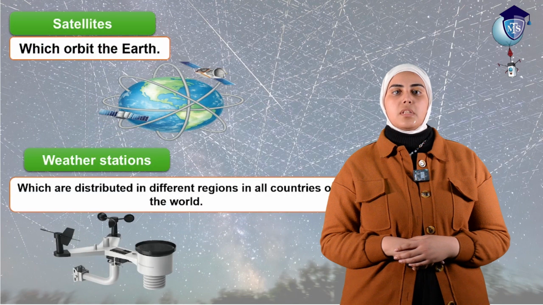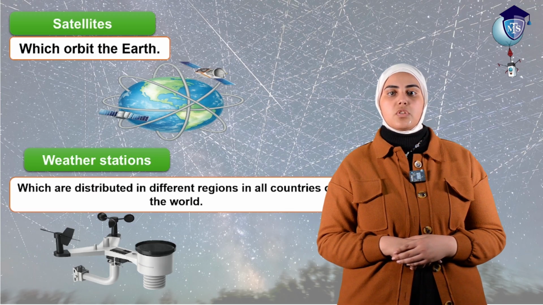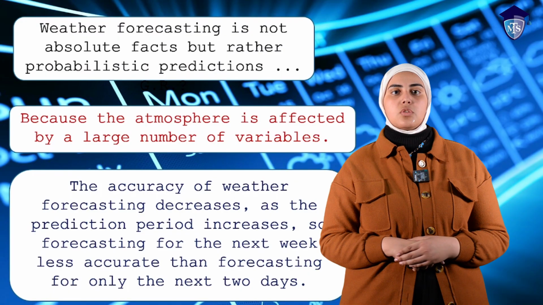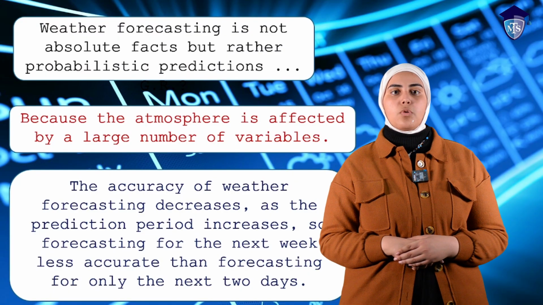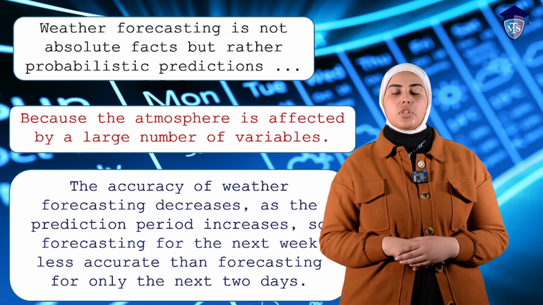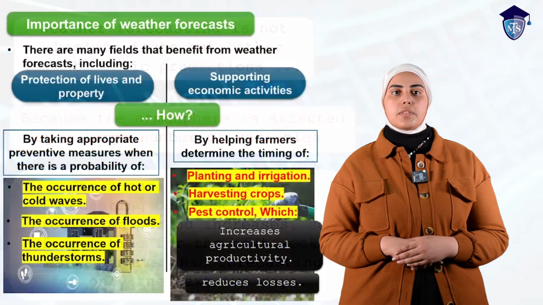Now let's talk about the satellite and its orbit around the Earth, and also we have the weather stations, which are distributed in different regions in all countries of the world. Weather forecasting is not absolute facts, but rather probability predictions, and this is because the atmosphere is affected by a large number of variables. The accuracy of weather forecasting decreases as the prediction period increases, so long-range forecasting is less accurate than forecasting for only the next 2 days.